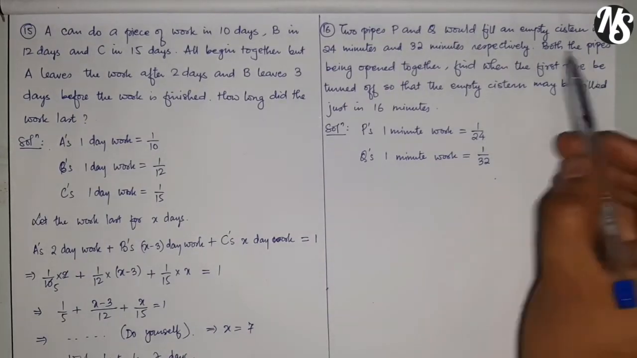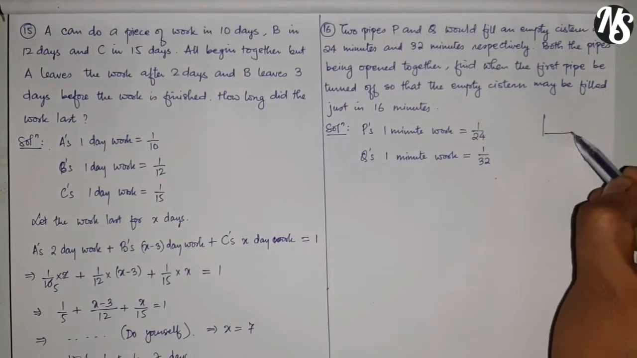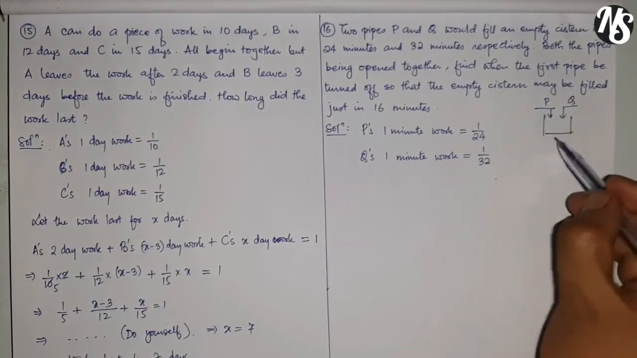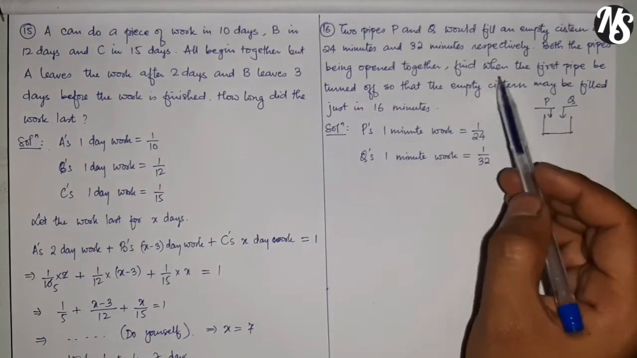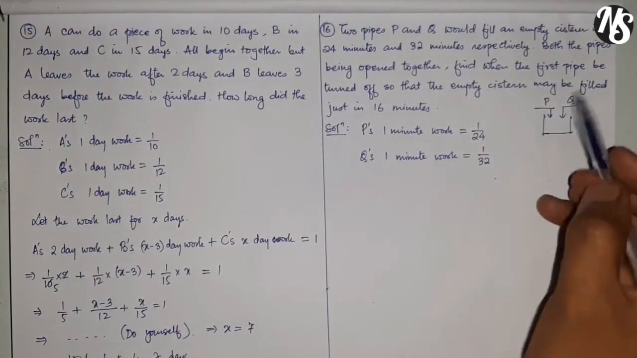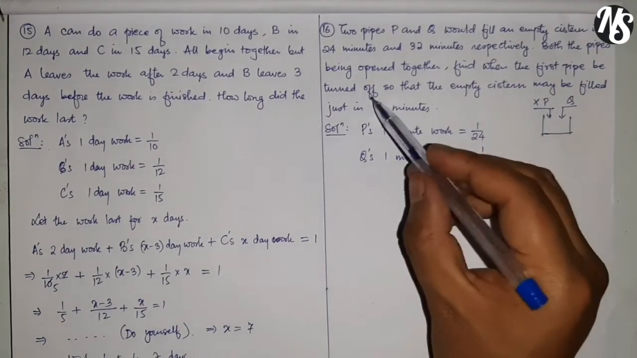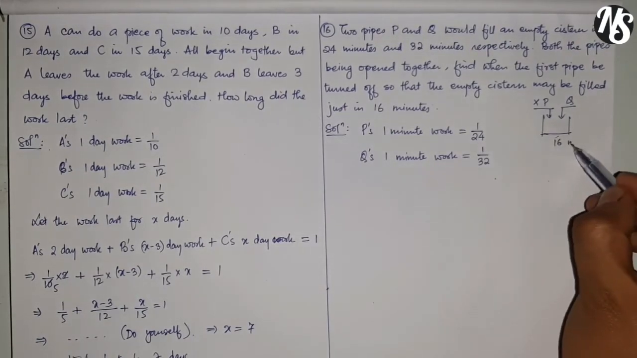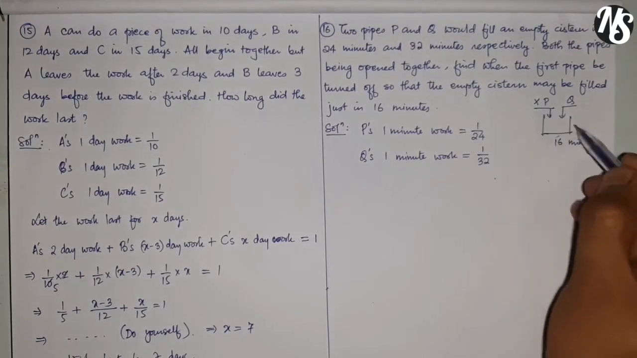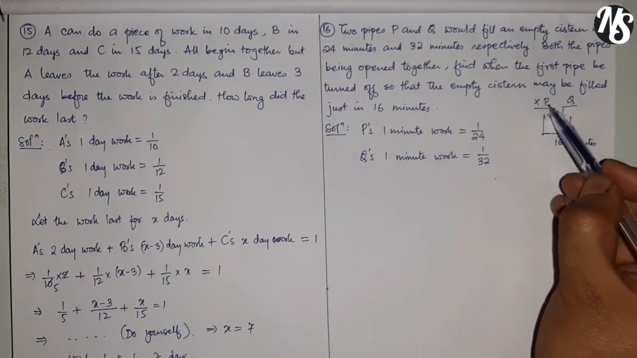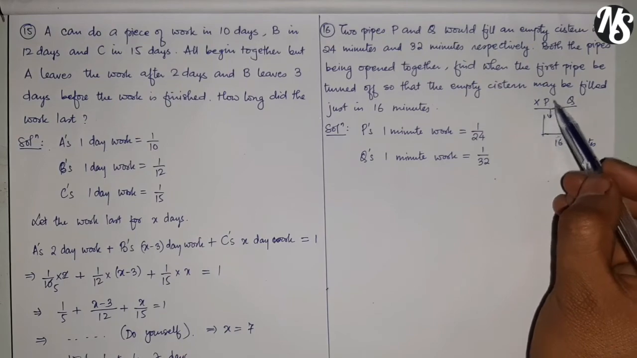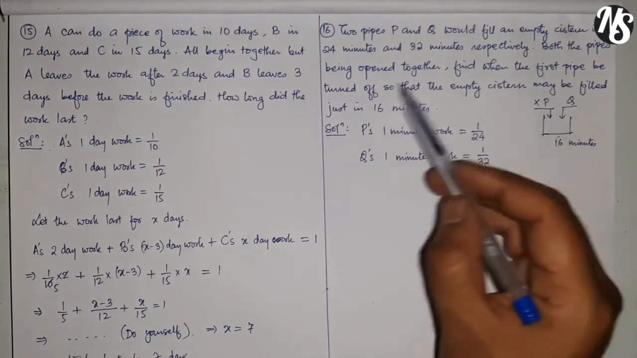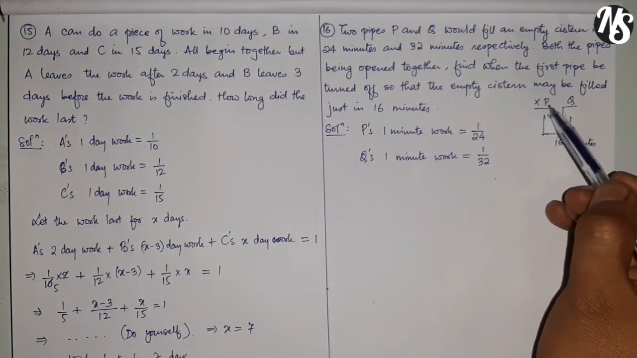Now both the pipes are opened together. So the cistern is there, this is my pipe P and this is my pipe Q. Together they are started. Now find when the first pipe, that is pipe P, must be turned off so that the empty cistern may be filled in 16 minutes. This condition is similar to the previous problem. You know why? Because the question is asking for how many minutes the first pipe P must be working.